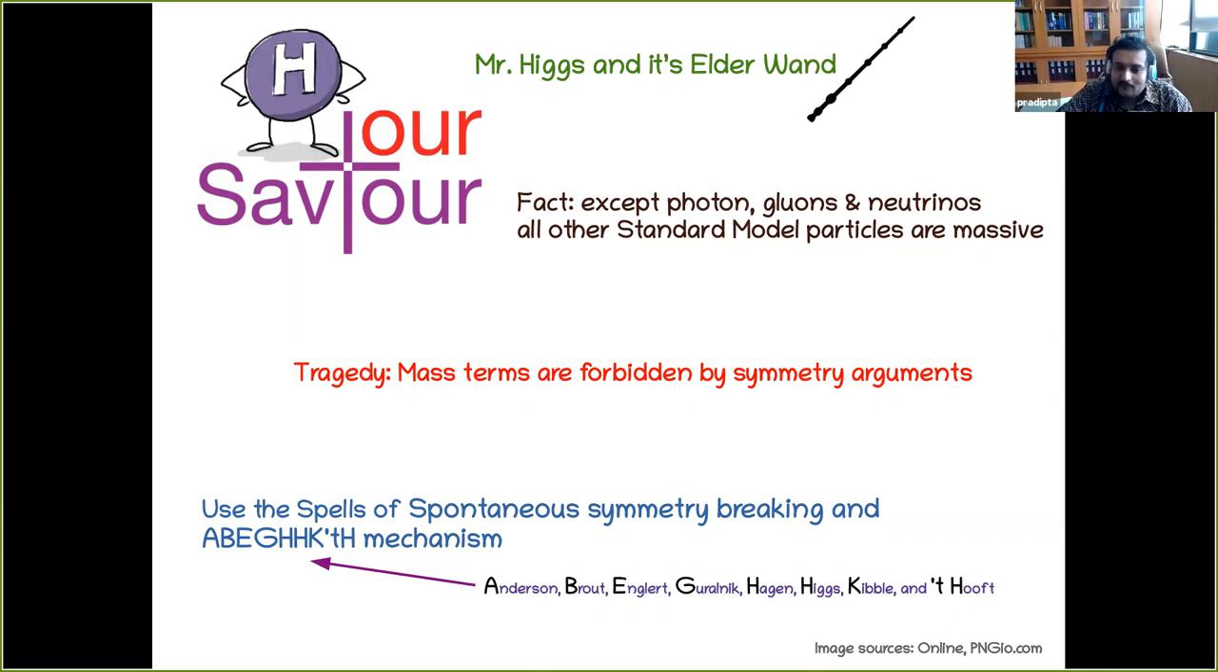Although after the discovery of the Higgs, the theory is named after Peter Higgs, you must remember that the theory was not developed by him alone. In fact, the theory as we see now is the result of a continuous effort from several pioneer scientists in this field. So it all started with Anderson in the condensed matter field, and then Brout, Englert, Guralnik, Hagen, Kibble, Higgs, and finally 't Hooft.